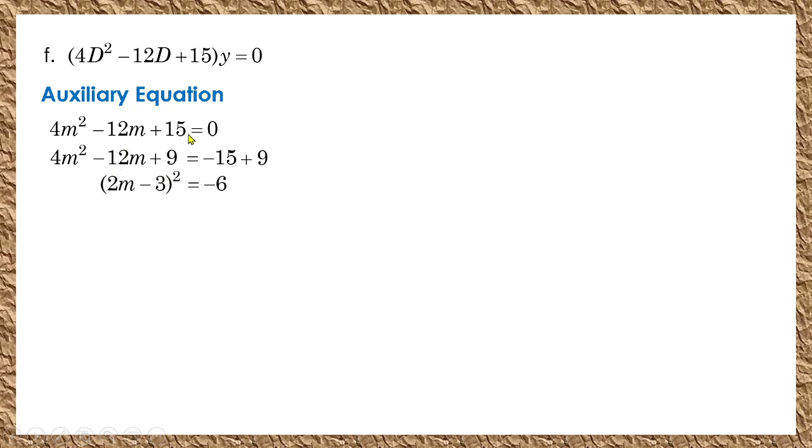By the way, each has their own technique in solving a quadratic equation. If you can't do this technique, you can use the quadratic formula. Taking the square root of each side, we have 2m - 3 = ±√6 i. So what is m? m = (3 ± √6 i) over 2. Yan, divide by 2. Okay?